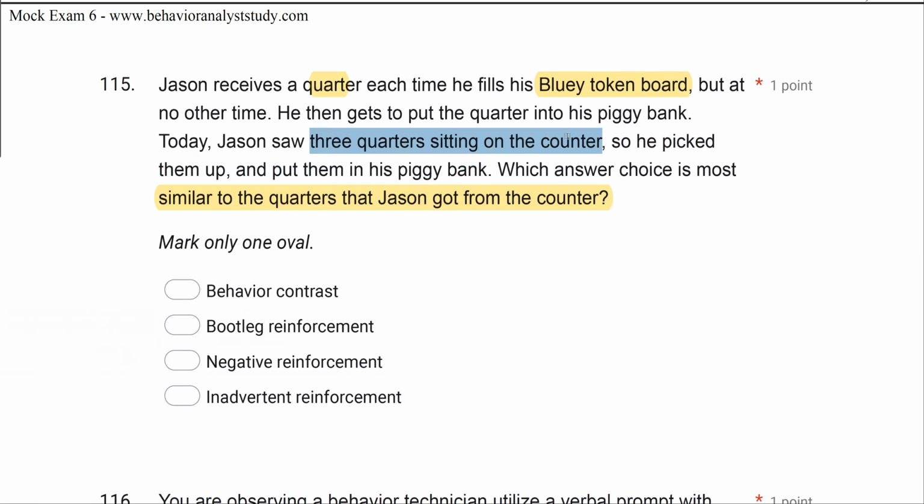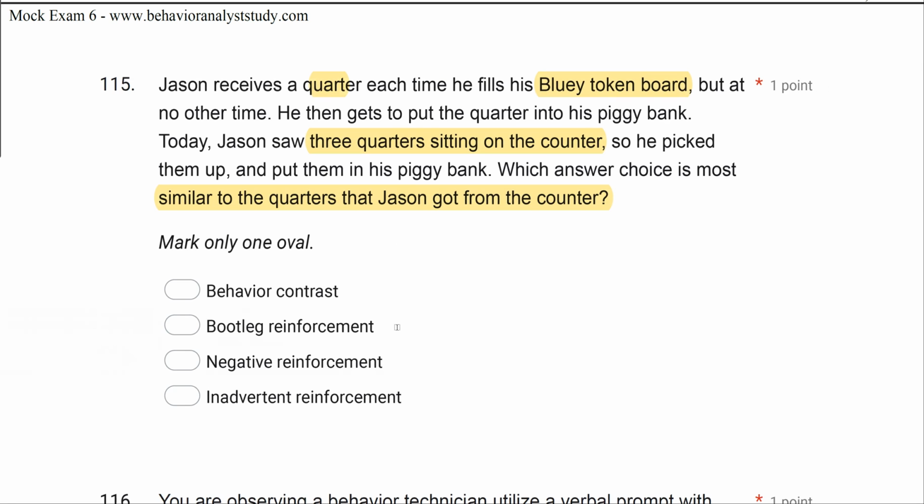Today, however, there are 3 quarters sitting on the counter, so he grabbed them and put them in his piggy bank. He did not engage in the contingency. He did not engage in the required response, yet he still received reinforcement. So what do we call it when somebody gets reinforcement, even though they don't engage in the target response or the contingency? A, behavior contrast. Well, behavior contrast says when a behavior increases or decreases in one environment, there's a tendency for it to increase or decrease in the other environment if nothing about that other environment changes. Not what we're looking at here, right? We're worried about this reinforcement of the 3 quarters. We look at B, bootleg reinforcement. This is what we're talking about. Bootleg reinforcement occurs when reinforcement is gained or provided without the learner engaging in the target response or contingency.